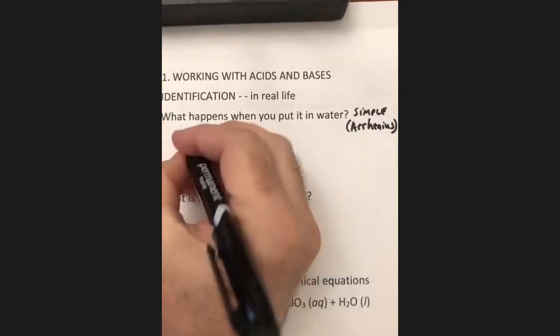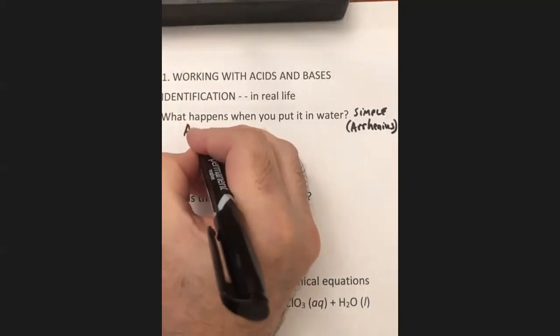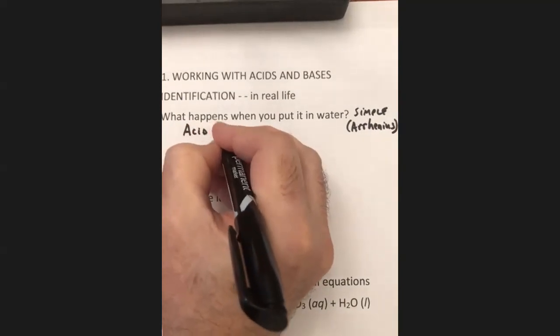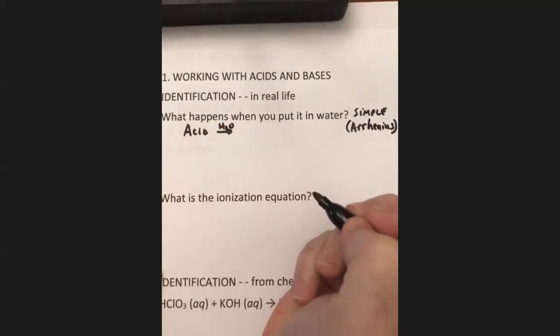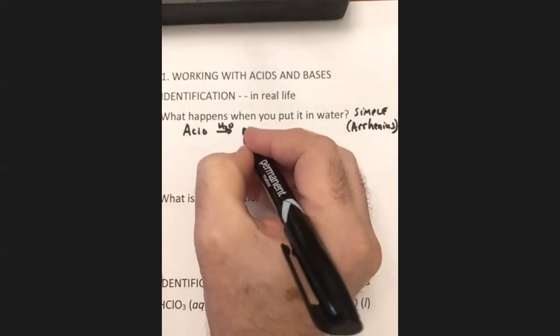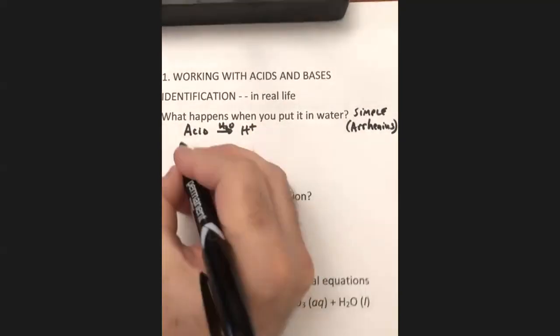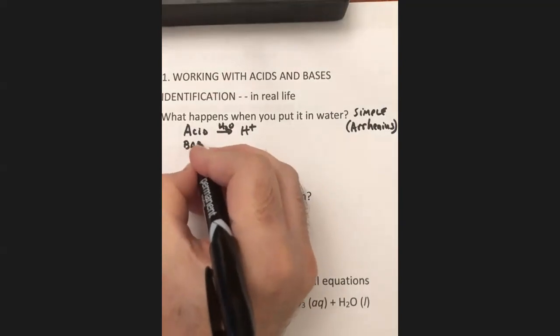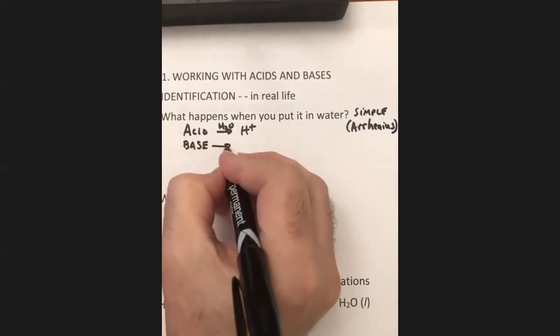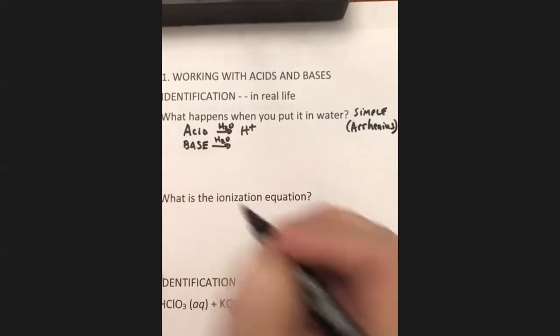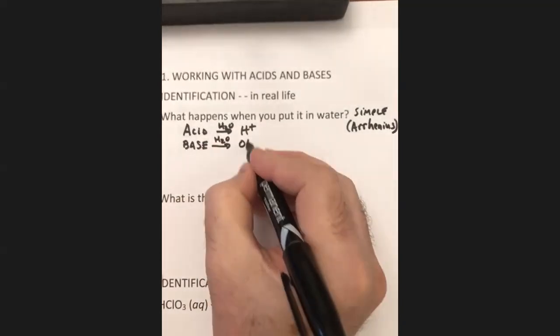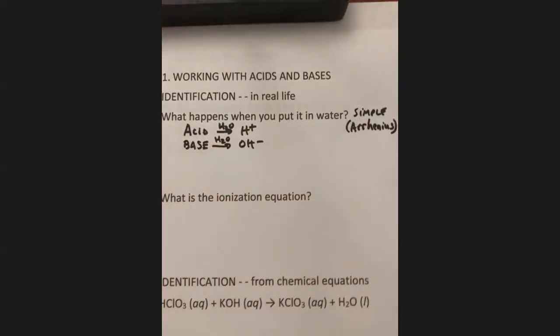He said that if you take an acid and you put it in water, what do you get? You get hydrogen ions. If you take a base and you put it in water, you get hydroxide ions. And that's the simplest way of distinguishing whether something is an acid or base.